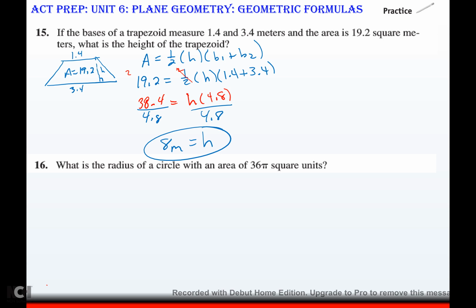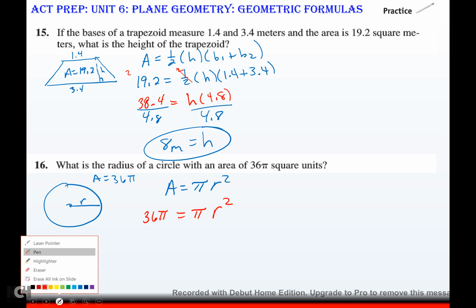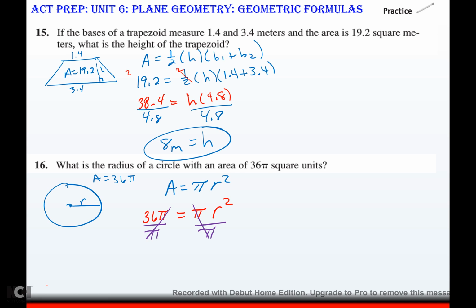Okay. Alright, number 16, what is the radius of a circle with an area of 36 pi square units? Well, area of a circle is pi r squared. They're telling me my area is 36 pi, so that has to equal pi times whatever my radius is squared. So to figure out my radius, I'm going to get r alone, so I'm going to divide by pi, cancel, cancel. I get 36 equals r squared, square root, and my radius must be 6 units. Okay?